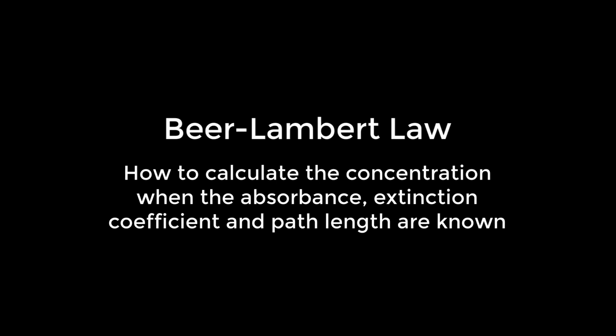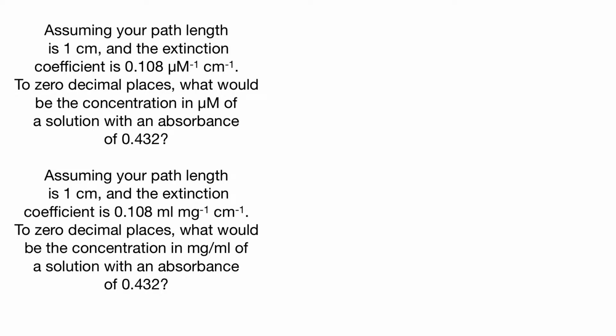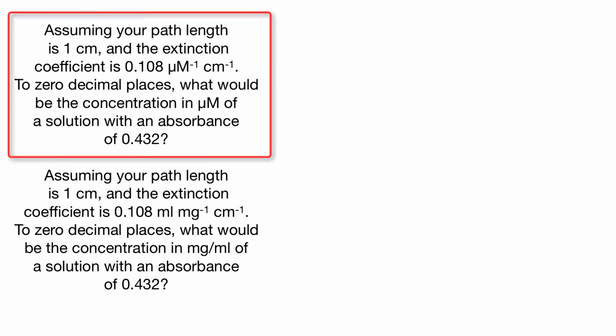In this video we're going to look at how to calculate the concentration of a solution when the absorbance and extinction coefficient are known. Now here we've got two questions which at first glance appear to be different because the extinction coefficient is given in different units. In the first question, the extinction coefficient is given as per micromolar per centimeter, and in the second question it is given as mLs per mg per centimeter. However, as we will see, the calculations are both the same.